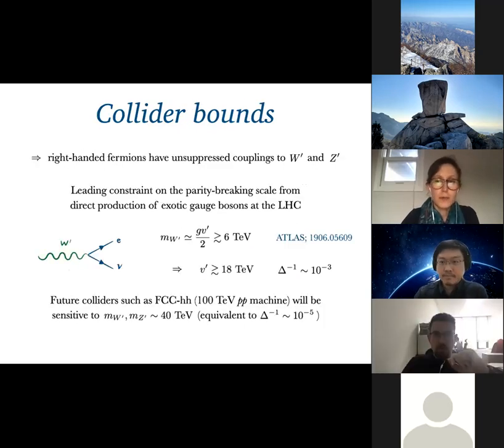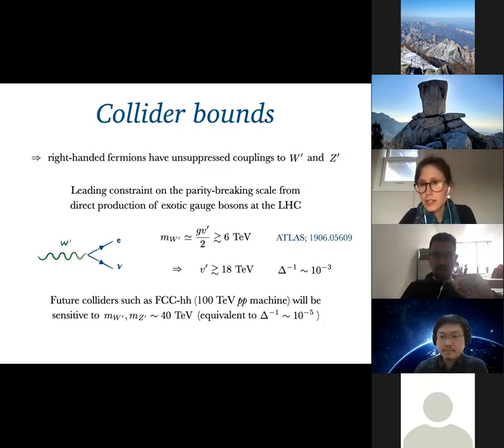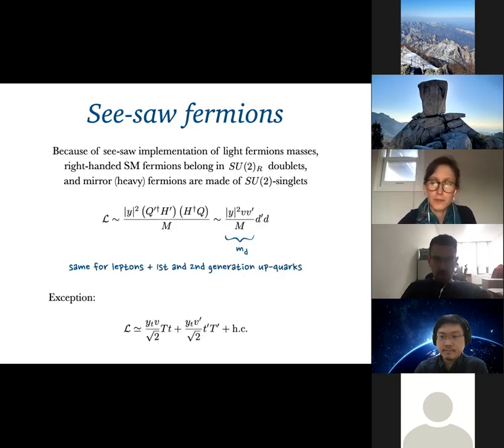Okay, I also had one question. Maybe I just missed it. Do you gauge the SU2R, or is it left as a global symmetry? It's gauged. SU2R is gauged, and the mirror U1Y is left global. I see. Thank you. Indeed.